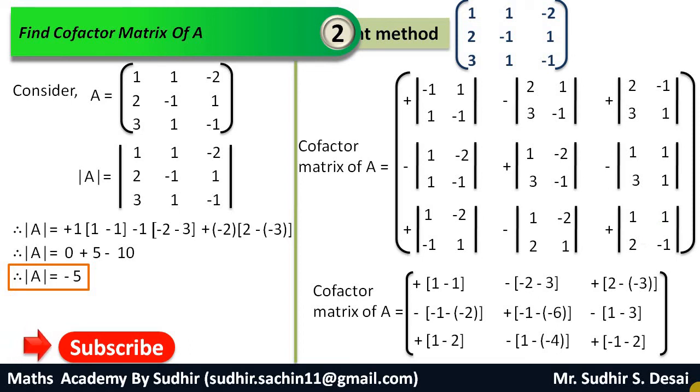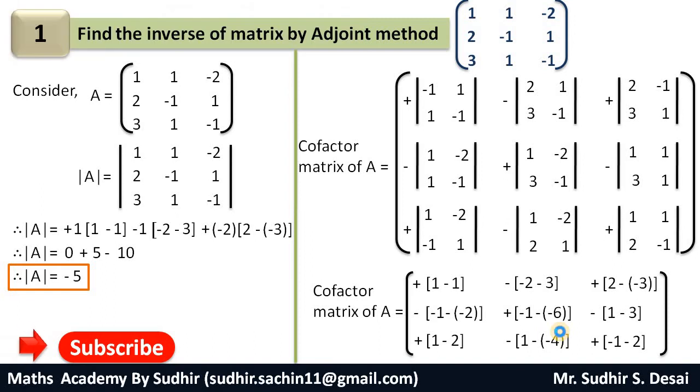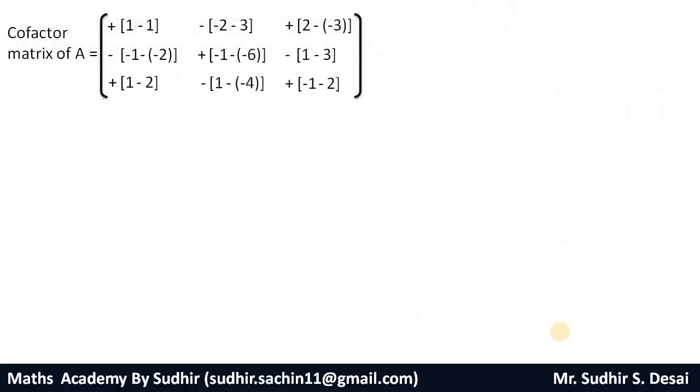Now in the next step we are going to simplify these brackets. Okay, so let's calculate these brackets. So cofactor matrix of A is equal to, 1 minus 1. What is the value of 1 minus 1? 0. Now for the second element, minus 2 minus 3 is minus 5, and because of this outside minus it will become plus 5. So do this calculation carefully.